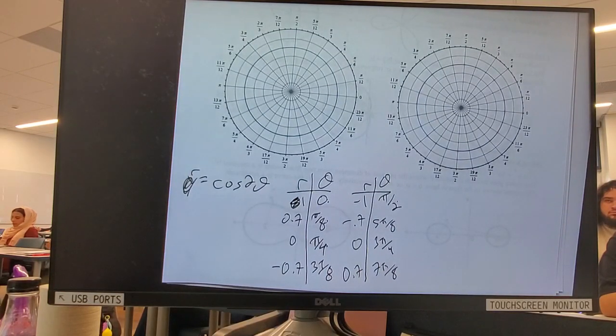Okay, let me do this. You ready? What's the largest output for r that we just got? And the smallest? Which makes sense because cosine goes between negative 1 and 1.